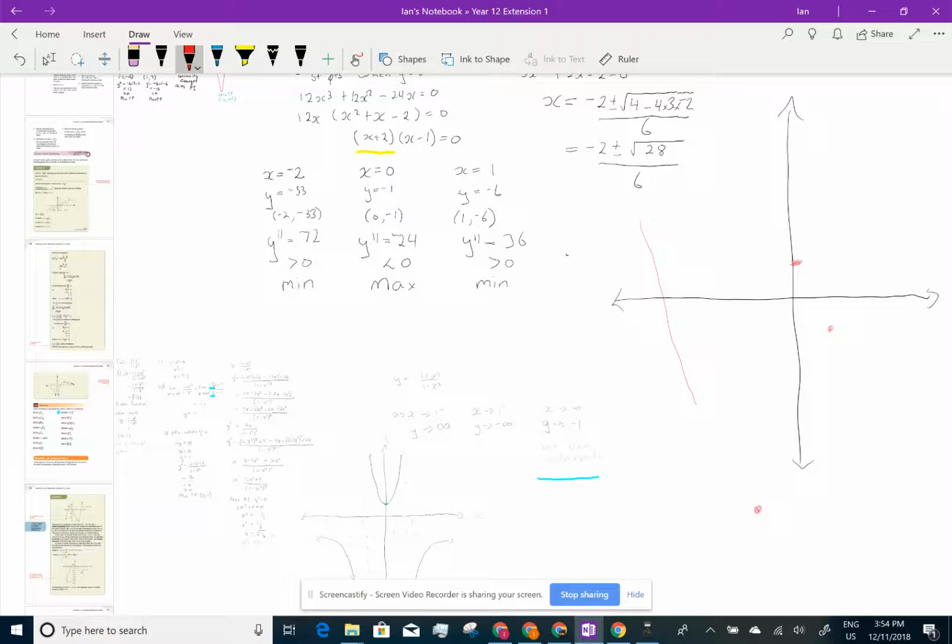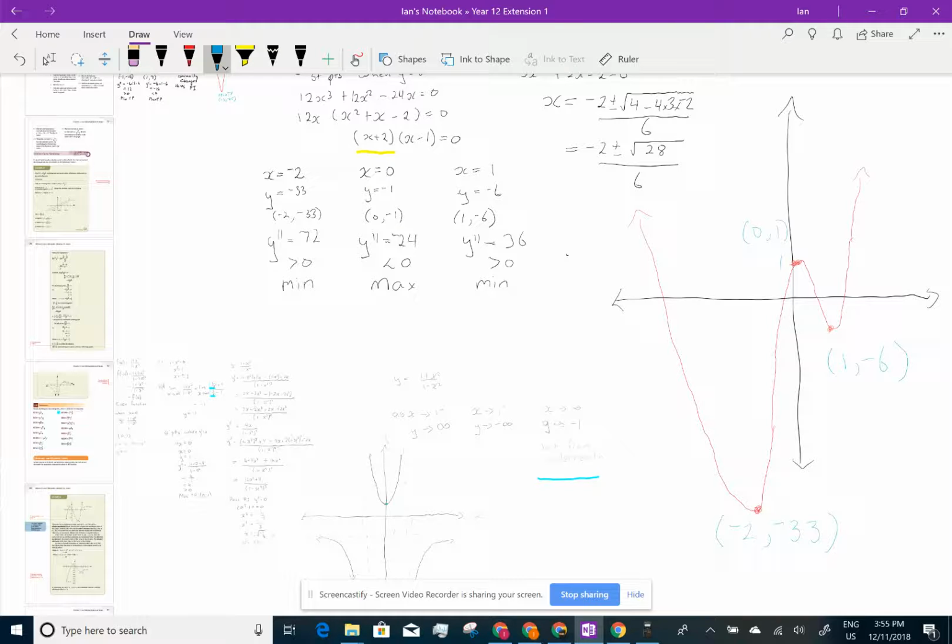So this comes screaming down here, turns around. There's a point of inflection there, remember, at minus a third minus a bit. And then at minus a third plus a bit, there'll be another point of inflection before it shoots around and goes up there. And we should label what these points are. So this is the point negative 2, negative 33, and this is the point 0, 1, and this is the point 1, negative 6.